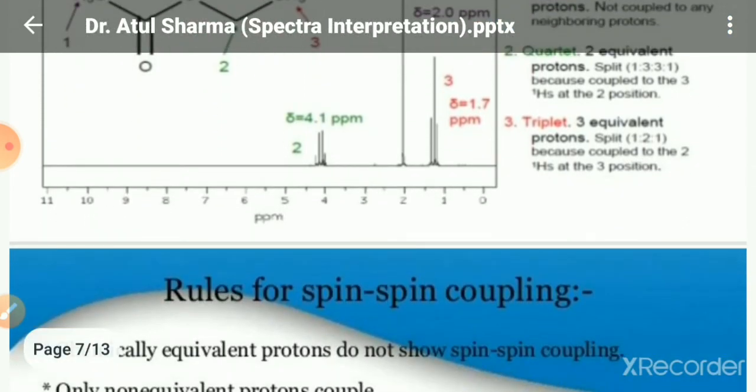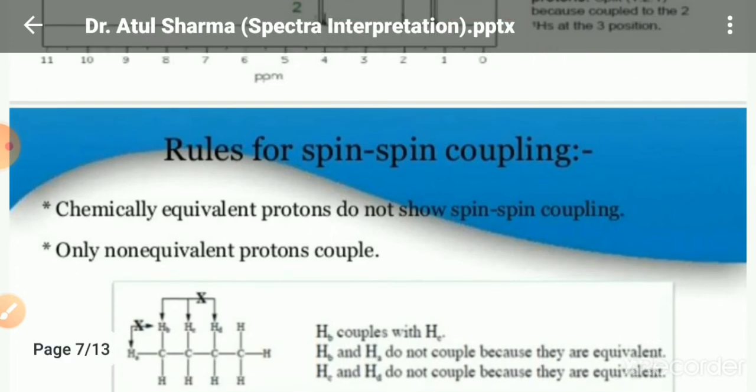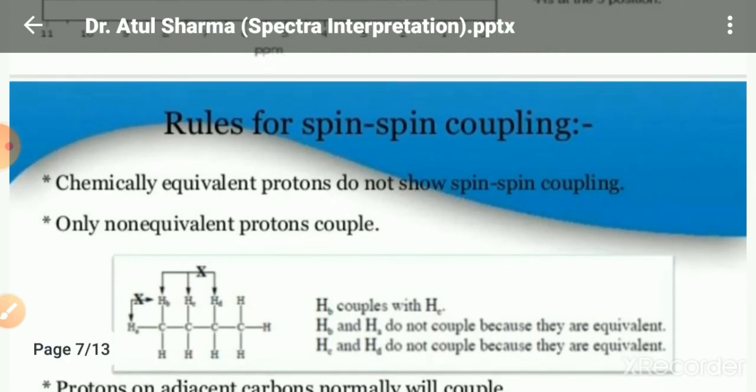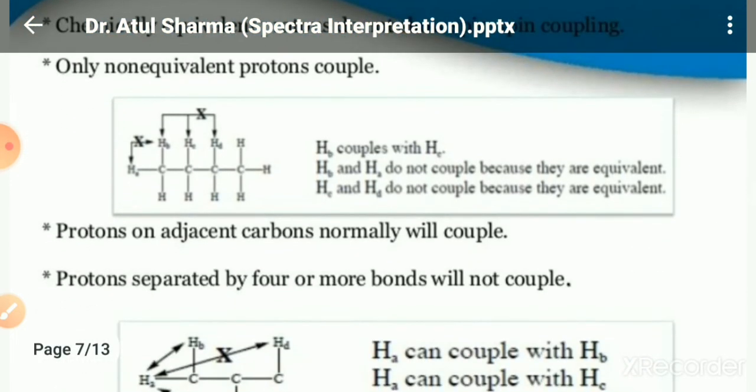Rules of spin-spin coupling. Chemically equivalent protons do not show spin-spin coupling. Only non-equivalent protons couple. Protons on adjacent carbons normally will couple. Protons separated by 4 or more bonds will not couple.